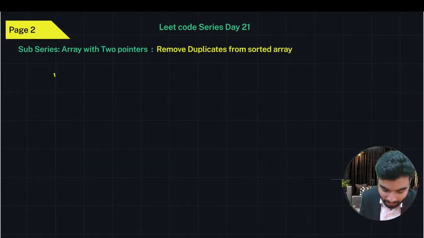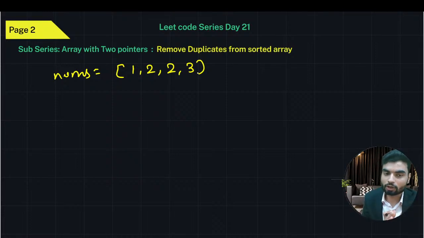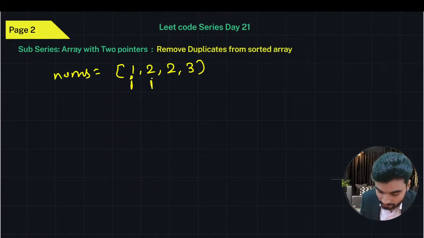Let's say we have nums where we have 1, 2, 2, 3. And now what I want is to just remove the duplicate values, right? So what we have to do, again we'll have one initial pointer I here, and another pointer j here. We have two pointers. We'll compare the value of adjacent elements first.